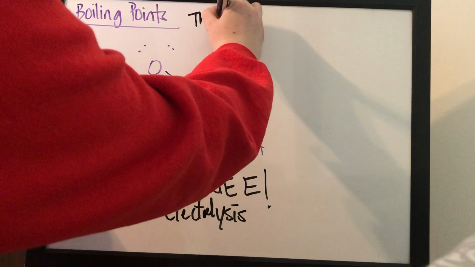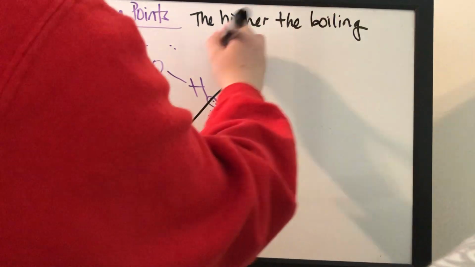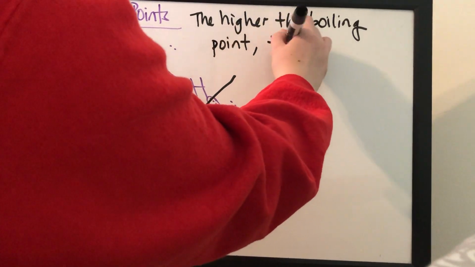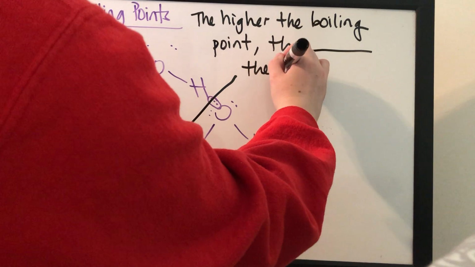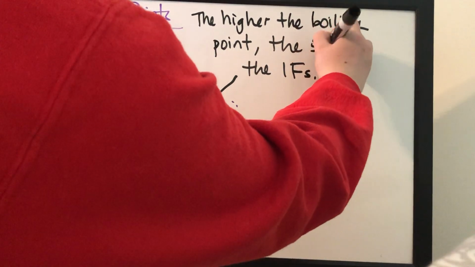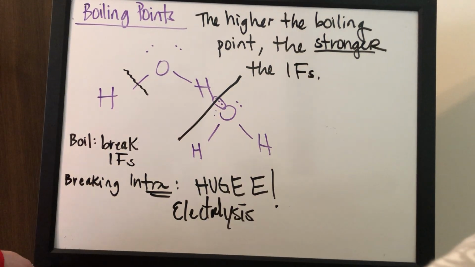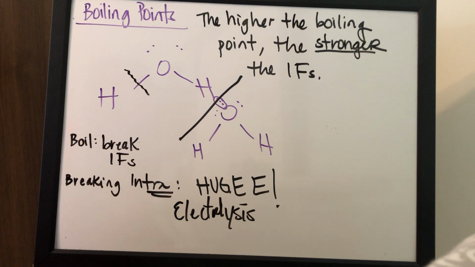The higher the boiling point, the blank, the intermolecular forces, okay? And I'm sure you can guess that if something has a higher boiling point, much more energy must be put in to break the intermolecular forces, which means that those intermolecular forces are stronger. So a lot of your questions in this chapter will give you 2 compounds and say, here's the differences in their boiling point, rationalize it. Why? And it always is going to be something about the intermolecular forces.